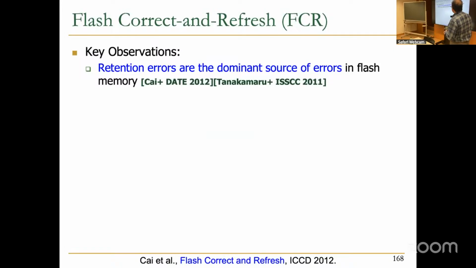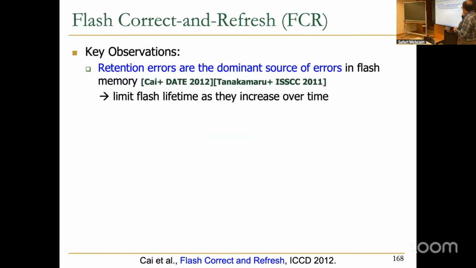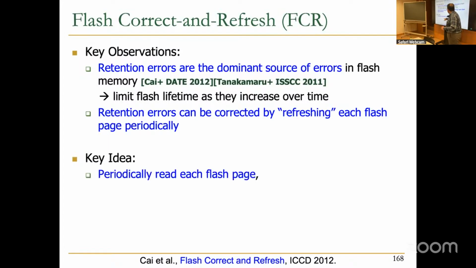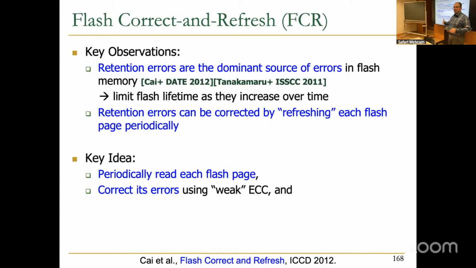So we had some key observations here. Retention errors are the dominant source of errors in flash memory, and they limit flash lifetime as they increase over time. Retention errors can be corrected by refreshing each flash page periodically. The key idea is to periodically read each flash page and correct its errors using weak ECC. So hopefully you don't need that strong an ECC, because you don't wait until you have a lot of errors and then really need a strong ECC to correct things.